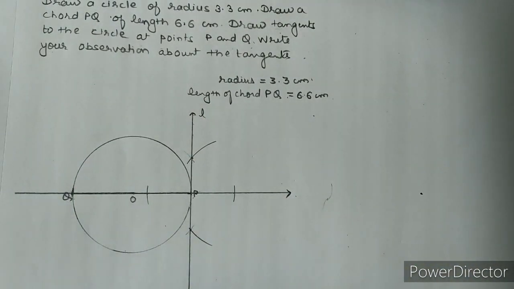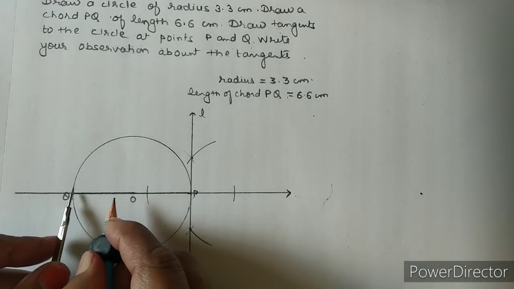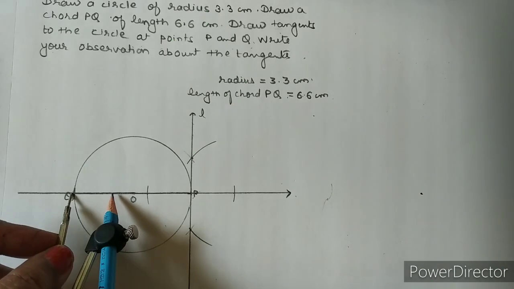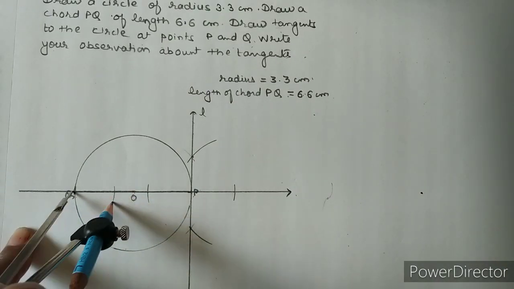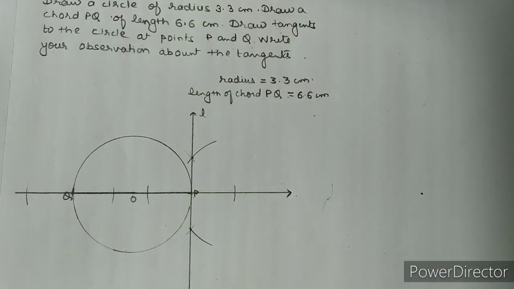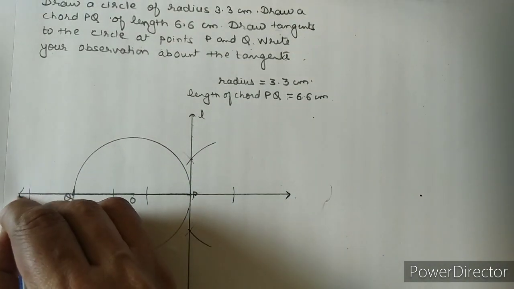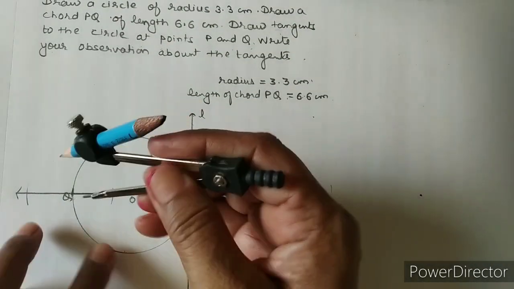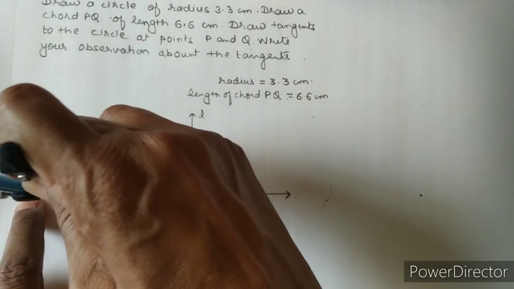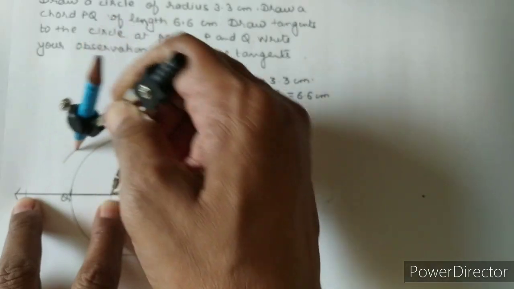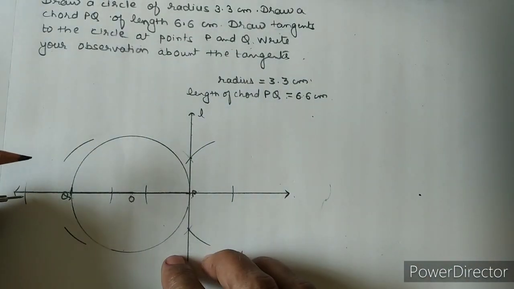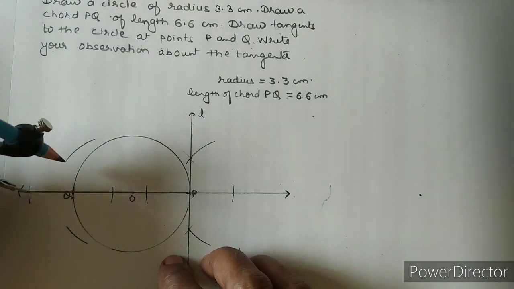Then again take distance less than this radius. Draw two arcs to the left and to the right of Q. This is a ray, therefore an arrow must be there. Then this much distance, for this take more than half. Draw two arcs here above ray OQ and below ray OQ.